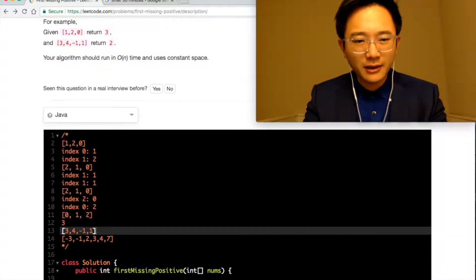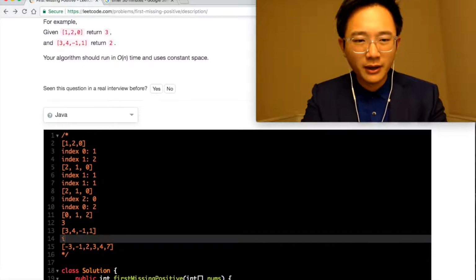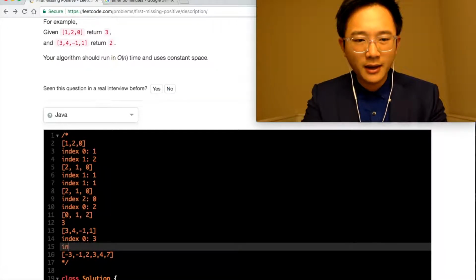Let's take a look at the other example. We start from 1. At index 0, we have 3. And at index 3, we have 1. So we swap them.